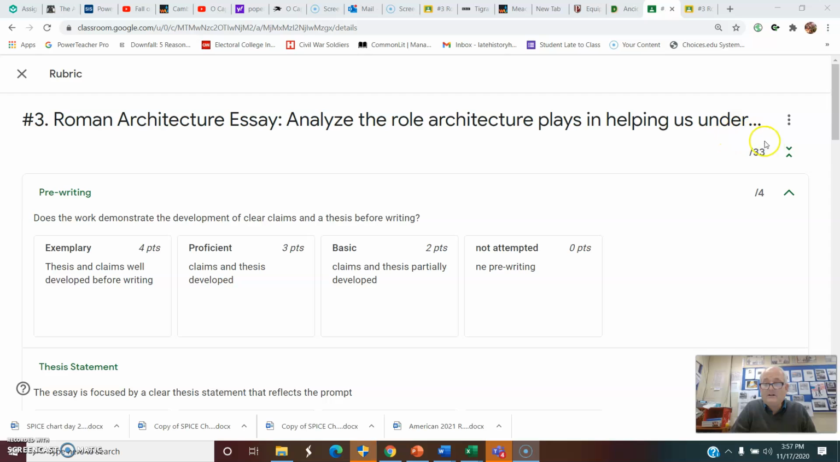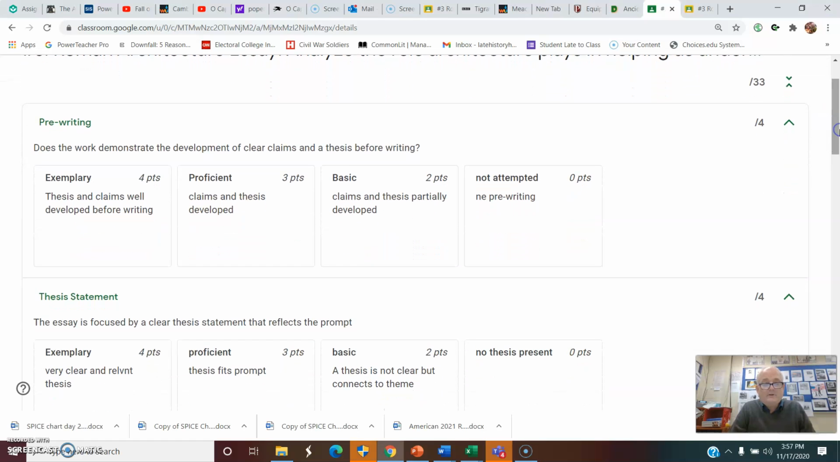Notice that it is 33 points. This is a really big assignment. Do well on this assignment. Do good original work, and it will really help your grade. Some of us are struggling with writing, so please follow those steps. So the first part is the notes, the pre-writing part. I showed you that at the beginning. That is developing your claims, laying out your evidence, and then coming up with your thesis. So if I see that done, that's 4 points.